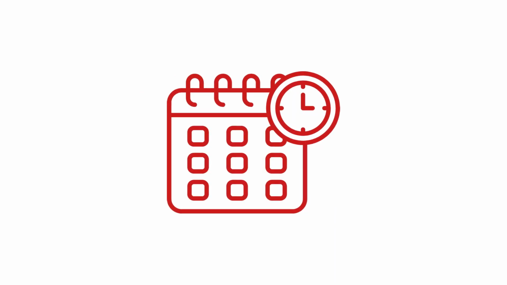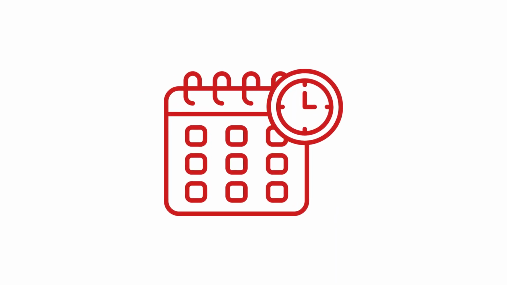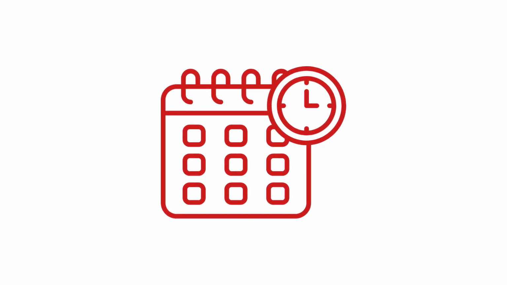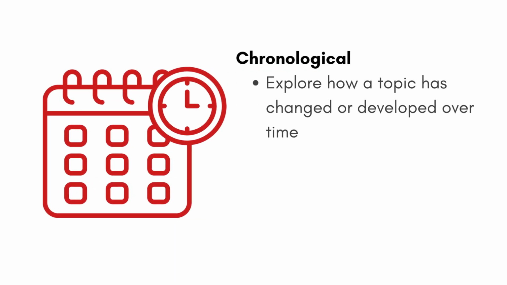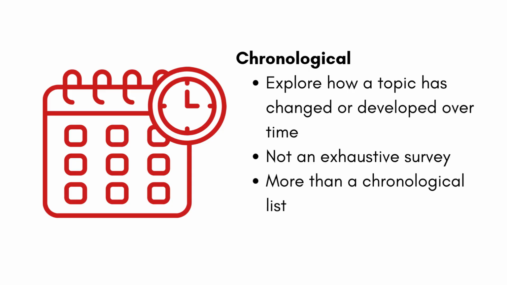Probably the most straightforward way to organize your literature review is chronological order. With this method, you can explore how your topic has changed or developed over time. But remember, this doesn't mean you need to conduct a survey of everything that has ever happened in relation to your topic. This method of organization requires more than just creating a chronological list of summaries for your sources.